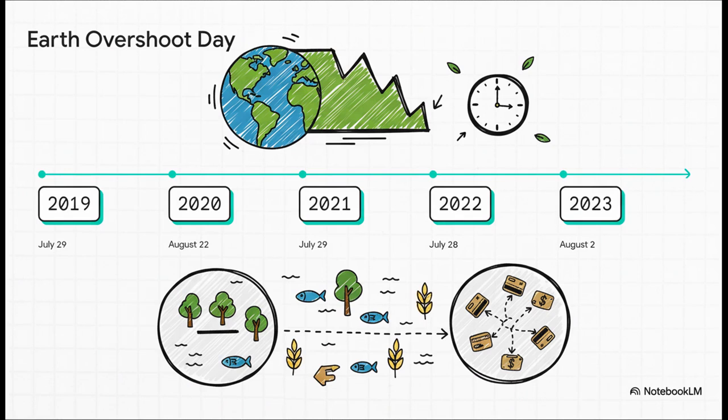And this whole idea is shown so powerfully by something called Earth Overshoot Day. It marks the exact date each year when humanity has used up all the resources that the planet can regenerate in that entire year. And as you can see, for the last few years, that day has been hitting sometime in late July or early August. What does that mean? It means for almost half the year, we're living on ecological credit. We're using up resources that were meant for the future.